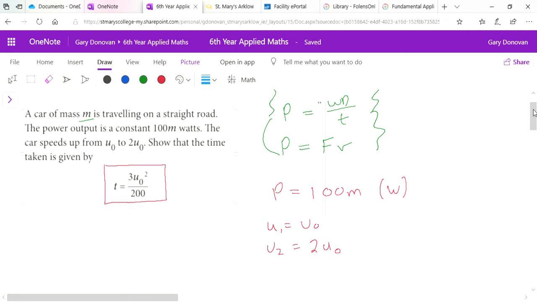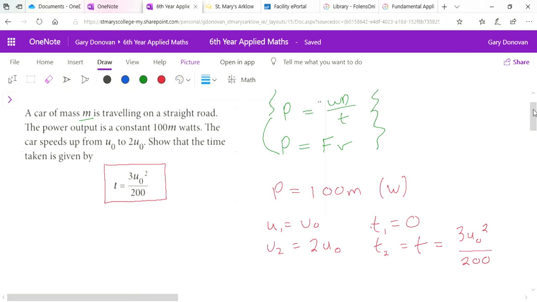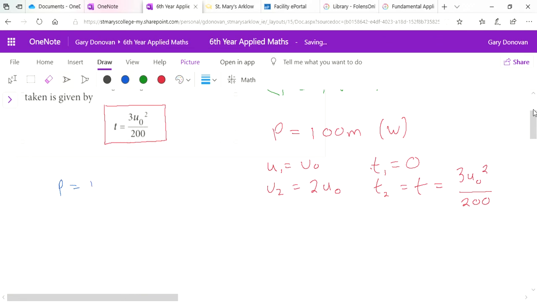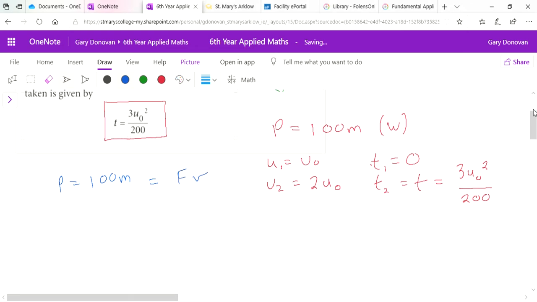Well, just to get our other set of variables here, remember the first time is always 0, and then our second time is what we're looking for, which is what they're saying here is 3u0 squared over 200. So these questions are very similar to the other ones we've been doing, but we just need to get our initial equation first of all. So what do we know? Well, we know power equals 100 m, and we know our equation for power is F times V. If we rearrange that, we get F equals 100 m over V.